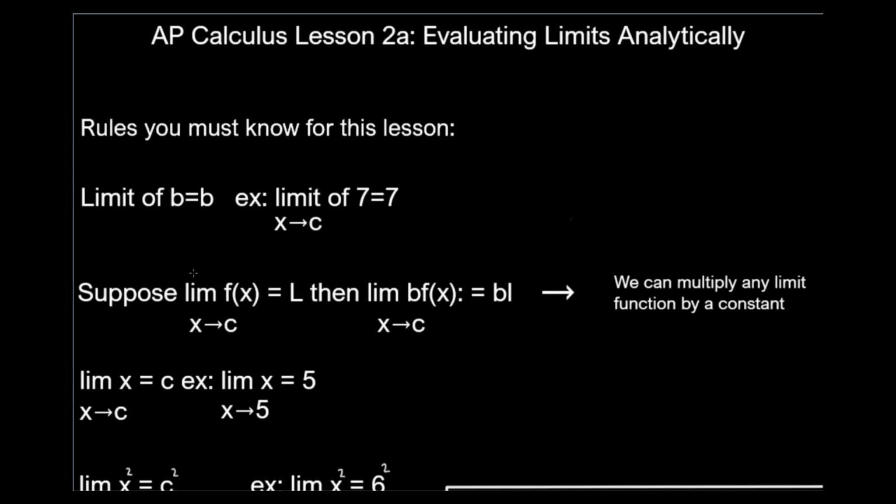Okay, so for this lesson, you have to know these rules. Now, this is the limit of b is equal to b. So, example, if I have the limit of 7 as x approaches c, which is just any number, it's going to equal 7. As long as there's no x value in there, the limit of whatever this number is is going to equal this number right here.